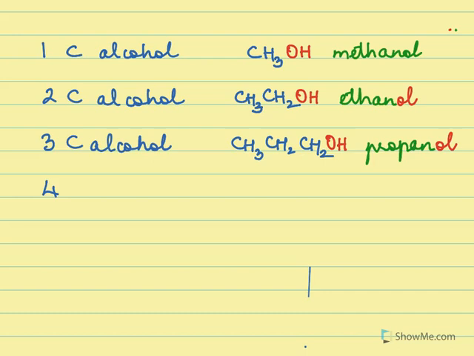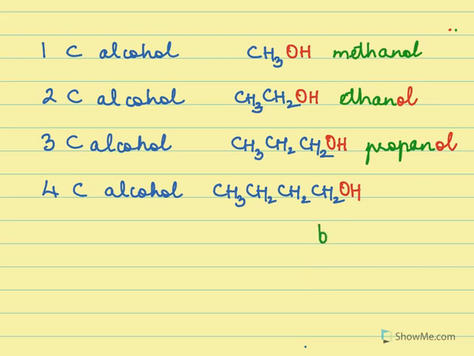Then we go to 4 carbon alcohol. The 4 carbon alcohol will have 4 carbons, so CH3, 1 carbon, 2 carbon, 3 carbon, 4 carbon, and it's an alcohol, so it is OH. Now the name 4 carbon means butane. Butane. Now the E we take away and we put OL, so you get butanol. So that is a 4 carbon alcohol.